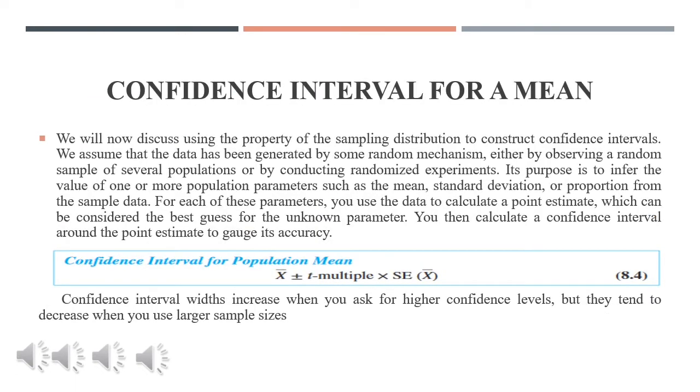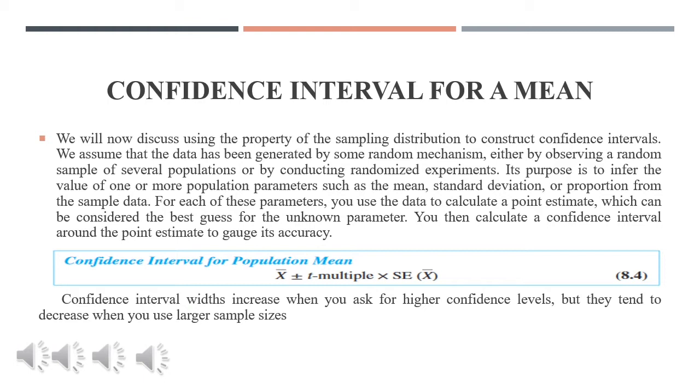Confidence interval for a mean. We will now discuss using the properties of the sampling distribution to construct confidence intervals. We assume that the data has been generated by some random mechanism, either by observing a random sample from one or several populations or by conducting randomized experiments. The purpose is to infer the value of one or more population parameters, such as the mean, standard deviation, or proportion, from the sample data.